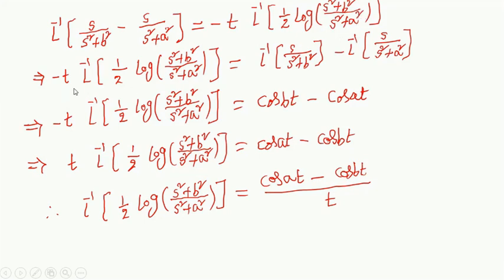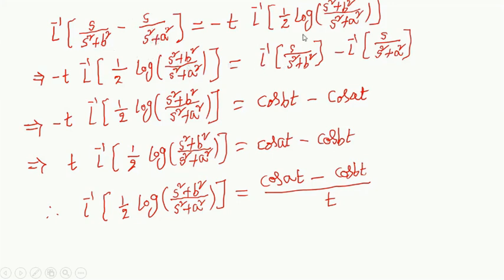So this implies I can write a is equal to b as b is equal to a. Then what happened? Minus t into L inverse of 1 by 2 into log of s square plus b square by s square plus a square is equal to, I am applying the inverse Laplace transform to the individual functions. Then what happened?